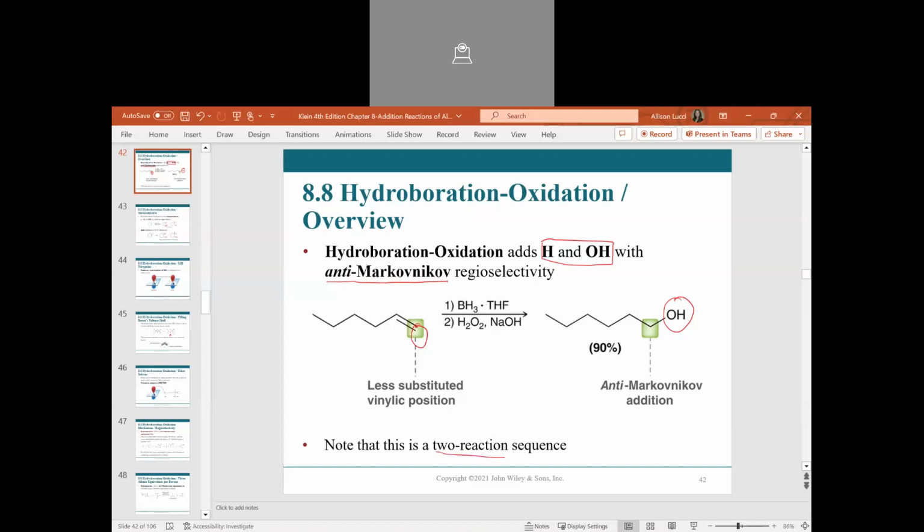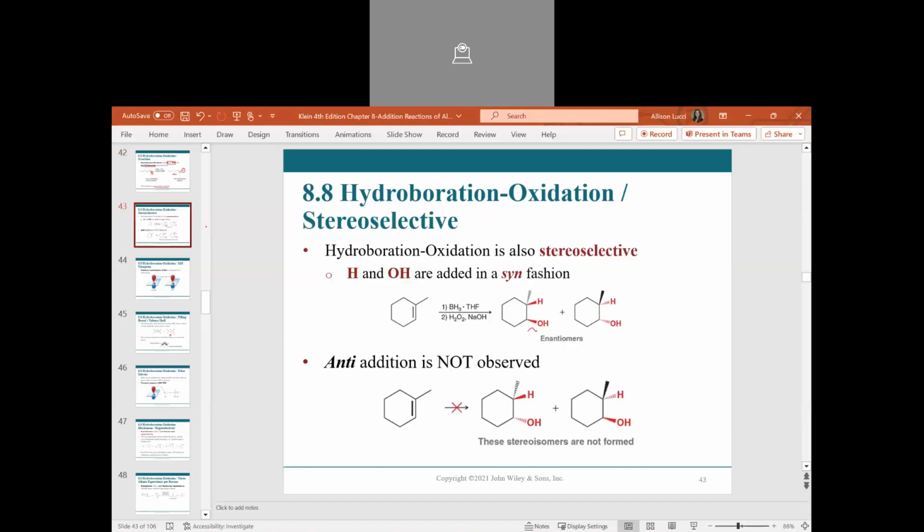Let's take a look at some more details here. This is also, we should note, a two-reaction sequence. In step 1, we have the hydroboration, and then in step 2, we have our oxidation. Not only are these reactions regioselective, they're also going to be stereoselective. By that I mean that they will only add in what's called a syn addition fashion.